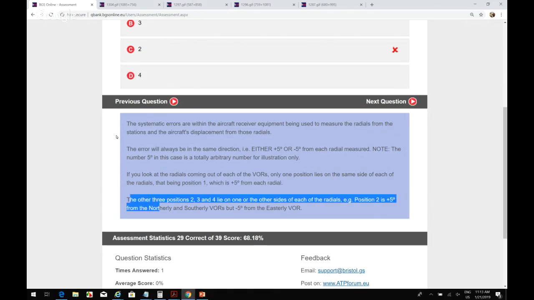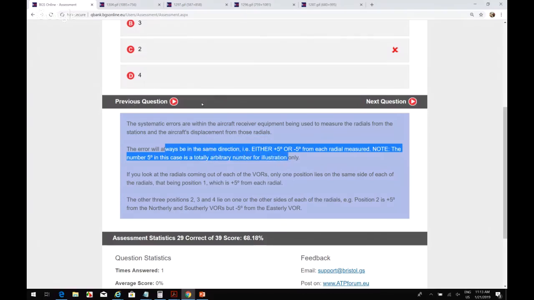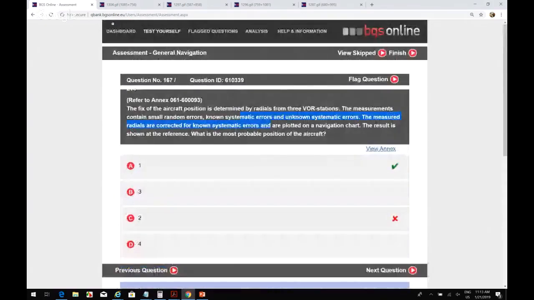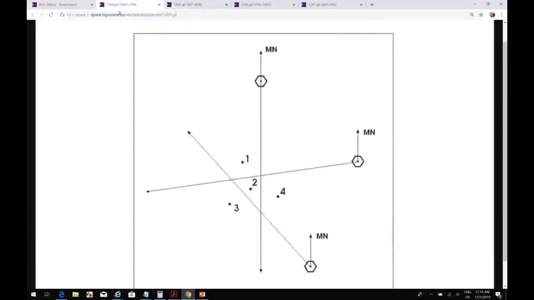Yeah, that's what we noticed. The other 3 positions, 2, 3, and 4, lie on one or the other side of each of the radials. Okay. The error will always be in the same direction, either plus 5 or minus 5 from each radial measured. Note, the number 5 degrees in this case is totally arbitrary, for illustration only. Okay. Which feature is shown on the chart at position 5311, 637? 5311.